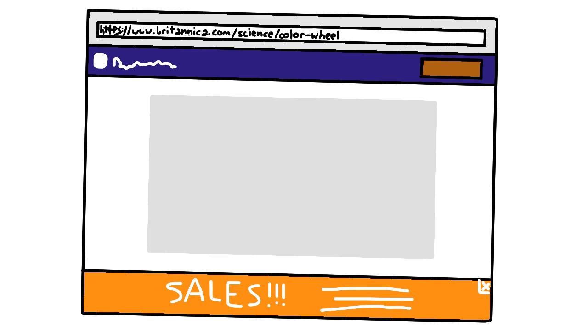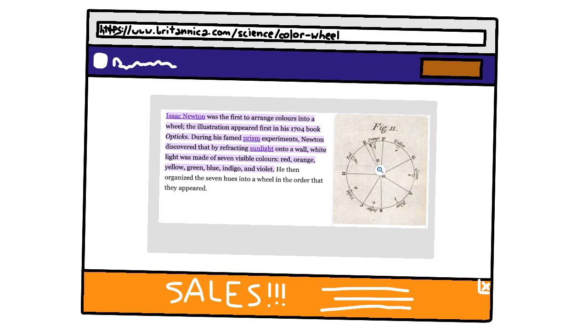As said here, Isaac Newton was the first to arrange colors into a wheel. The illustration appeared first in his 1704 book, Optics. During his famed prism experiments, Newton discovered that by refracting sunlight onto a wall, white light was made of seven visible colors: red, orange, yellow, green, blue, indigo, and violet. He then organized the seven hues into a wheel in the order that they appeared.